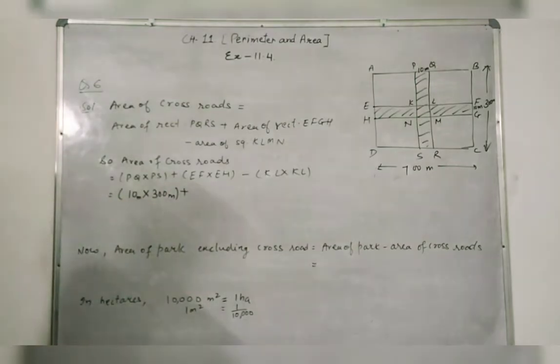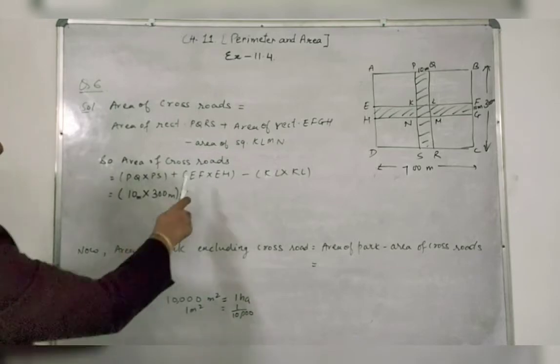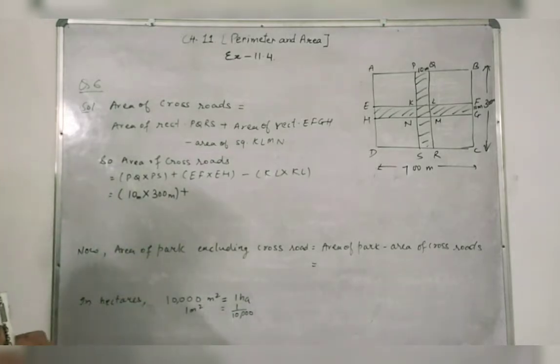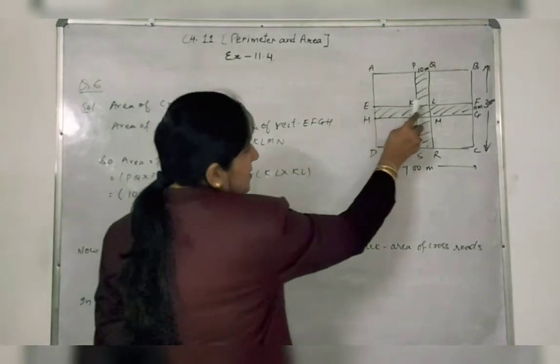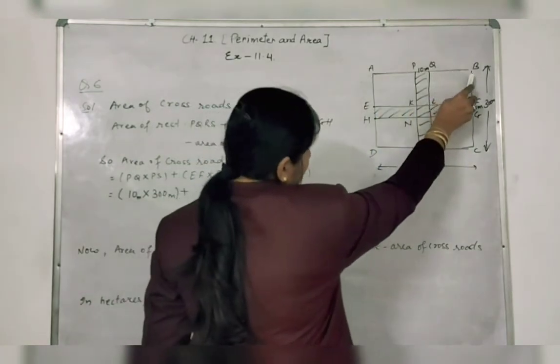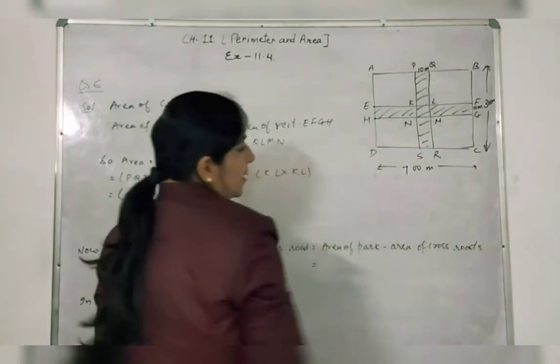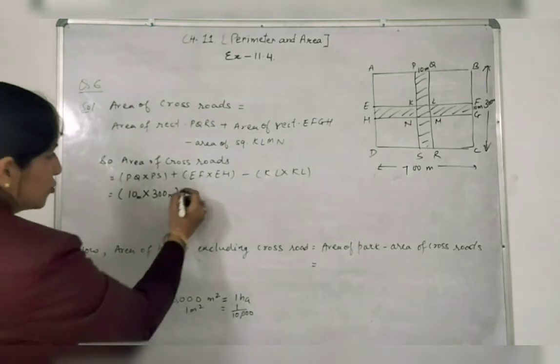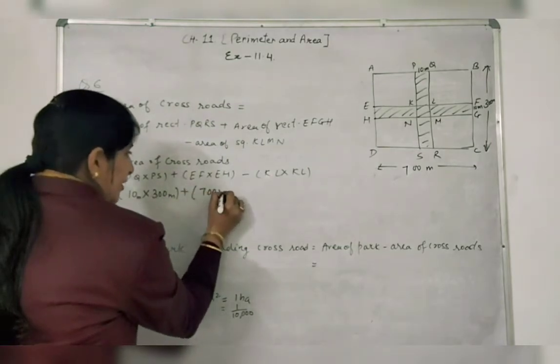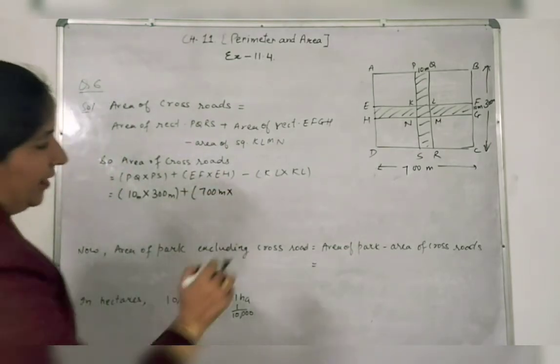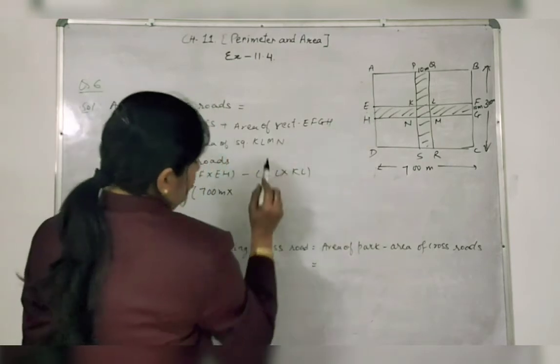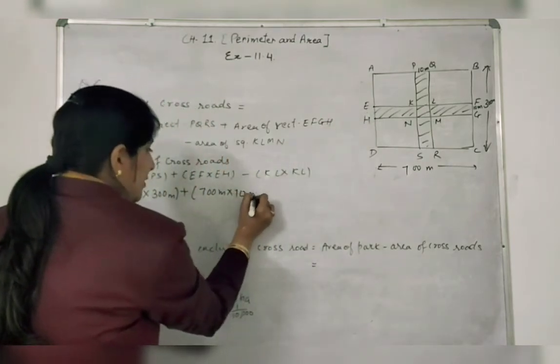Now EFGH, the area of rectangle EFGH. EF multiplied by EH. So what is EF here? EF is equal to the length of the park, rectangular park. Length given to us is 700 meters. So I am writing here 700 meters. What is EH here? EH again the width of the crossroad. That is given 10 meters.